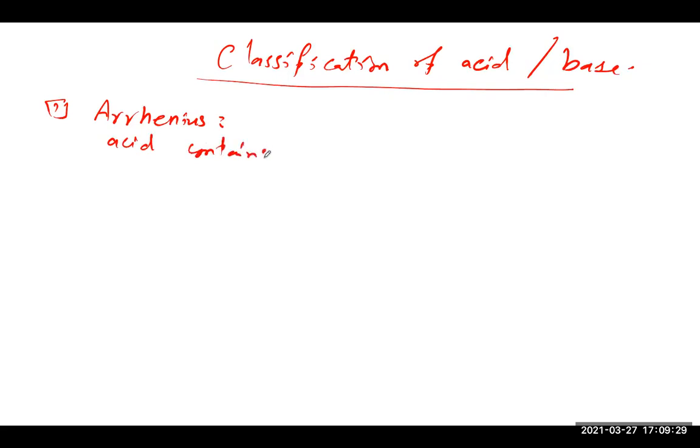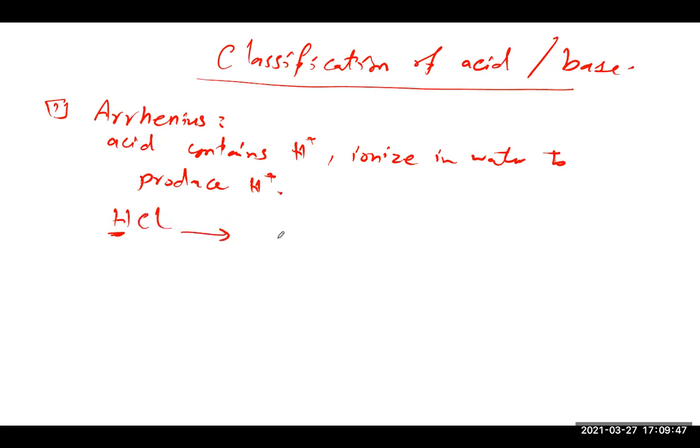contains hydrogen and ionizes in water to produce H+. It means like HCl, this one contains hydrogen, and when it is ionized or dissolved in water, it will give H+ plus Cl-, so it will ionize to give H+. So this one should be an Arrhenius acid.